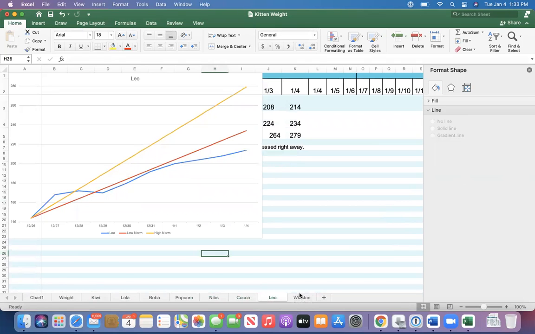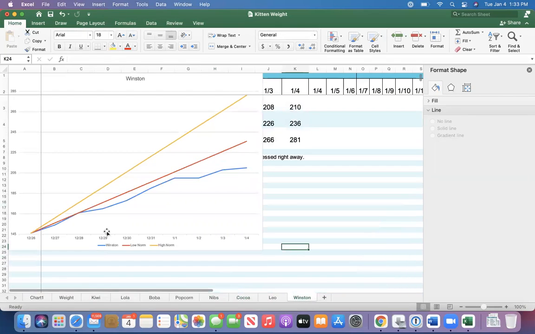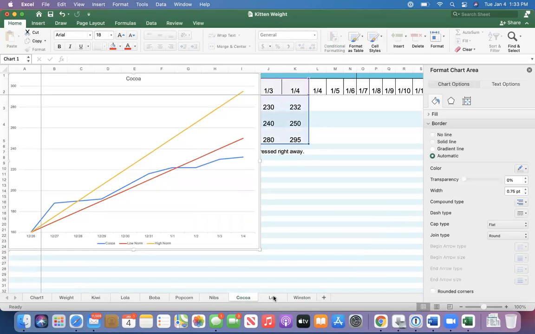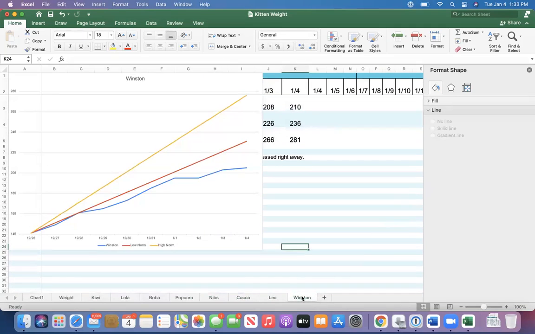And then Winston, same thing. Started off riding the line of the normal low and then has been tapering off. So all three of these, Coco, Leo, and Winston, are all still gaining, but gaining less and less each day. So they're the ones I'm most worried about. I meant to look at your feeding chart, but those are the three that I would make sure you're giving supplemental feeding to for sure.